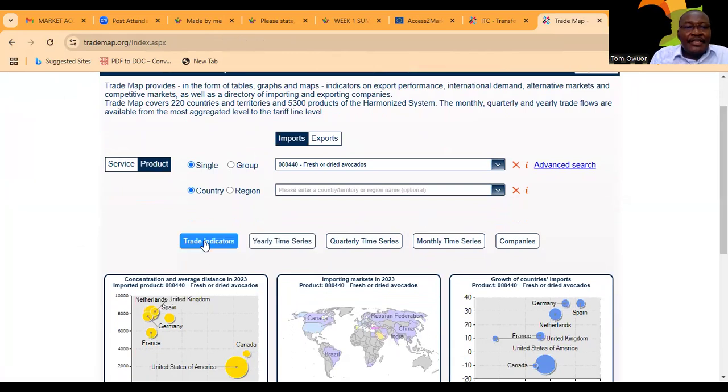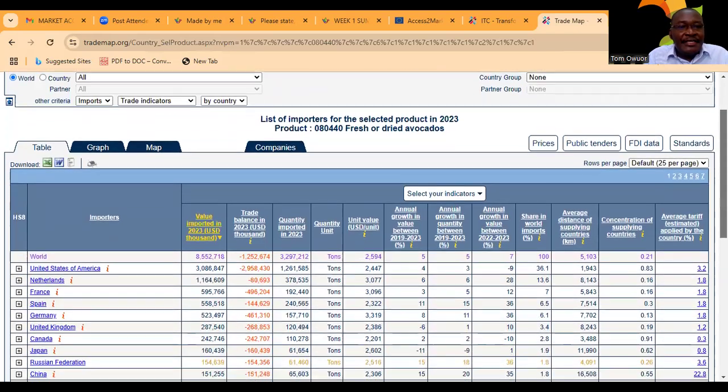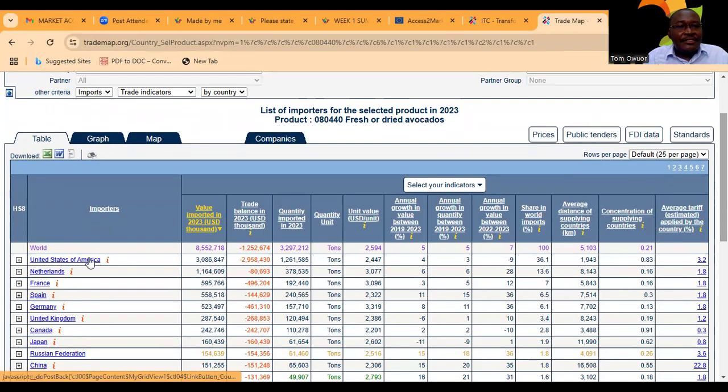Now, let's look at the trade indicators. I hope you guys are following me. I'm clicking on trade indicators. All right. On the trade indicators, the total world imports for avocados is 8.5 billion. Remember, there are 3 zeros. Can you see here, value imported in 2023, USD 1,000? So you add 3 zeros here, and this becomes 8.5 billion US.